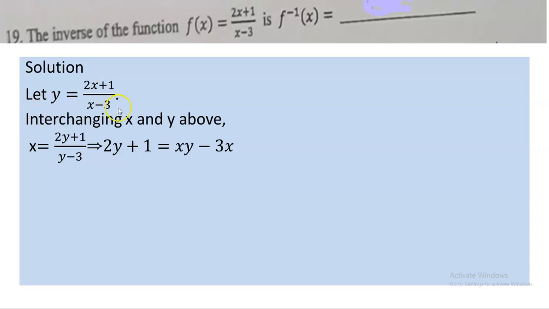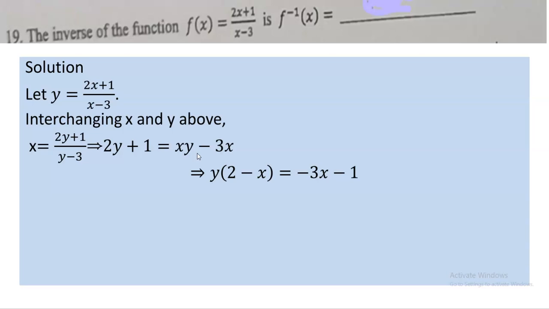As you are interchanging x and y, in place of y have x, in place of x have y. As you see, throughout x I'm using y, and here in y I just used x. Then try to solve for y. For this, try to apply crisscross multiplication. Then 2y plus 1 times 1 comes 2y plus 1, and this x multiplies y, it will be xy, and again this x multiplies minus 3, giving minus 3x. So let's solve for y from this.